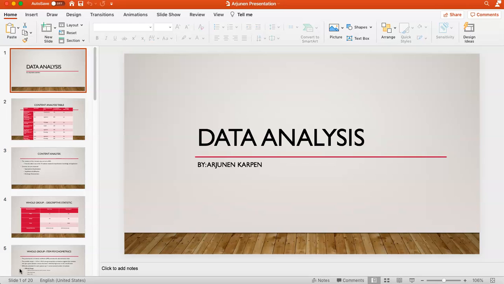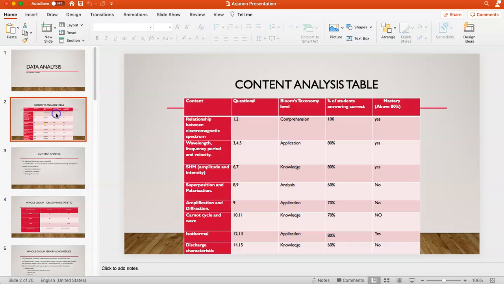The goal of item analysis is to develop the ability to use appropriate psychometrics to interpret student data from a variety of assessments in order to inform subsequent instruction. On the screen, a content analysis table shows the content, how it's related and aligned to each question, and, using Bloom's six levels of taxonomy, the percentage of students answering the questions correctly, and at what mastery. In this case, the assessment was set to be 80%.